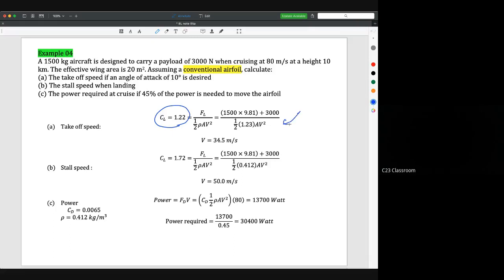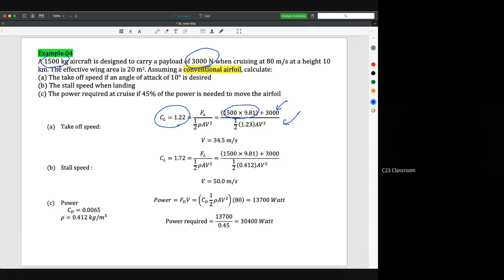And then because we have a payload of 3000 here, we add it to the total weight. So we have 1,500 kilograms, and then we have 3,000 newtons. So we multiply 1,500 by gravity to get the weight, and then we add another 3,000, the extra load for the flight. And then we calculate everything. So we get the velocity as 34.5 meter per second.